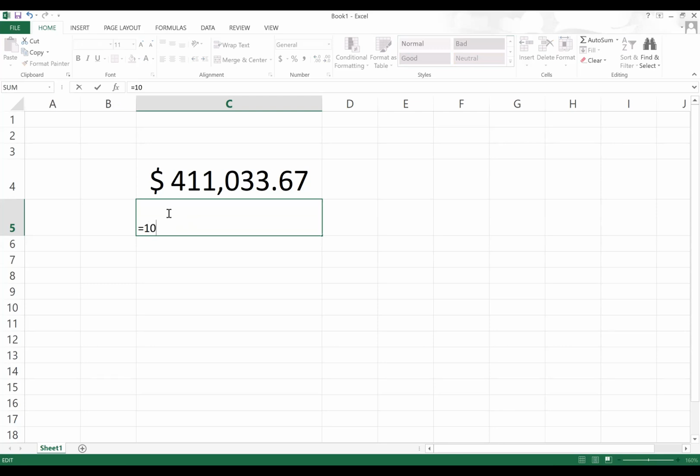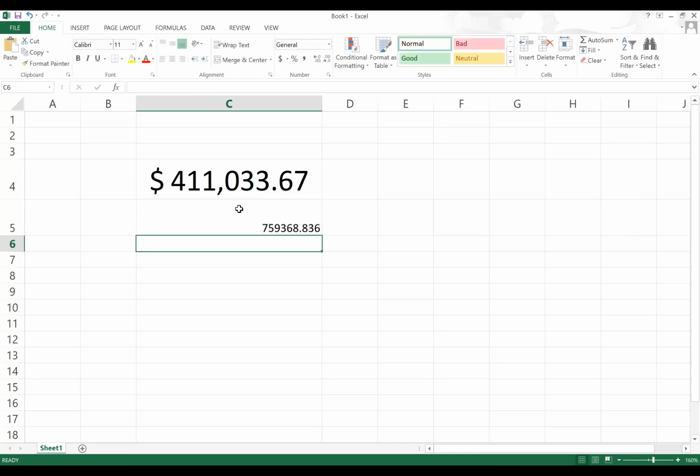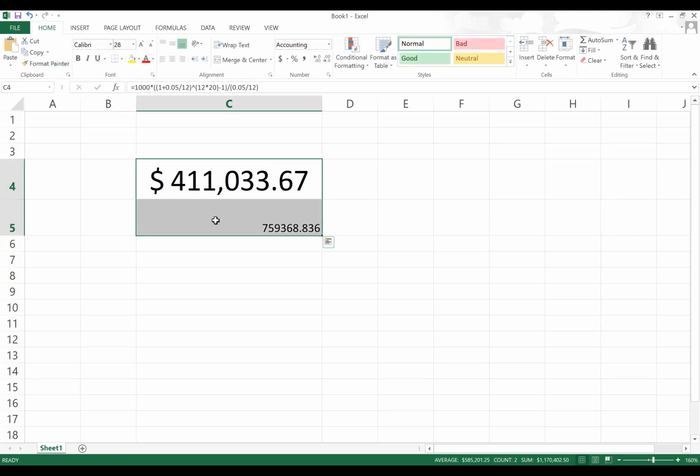Here you go, so 1,000 times open parentheses 1 plus 0.1 over 12 and raised to 12 times 20, close it, minus 1. That will take out numerator and divide by denominator 0.1 by 12 and close it, right? And we should be able to get a result right away. Okay, and the result turned out to be 759,000.